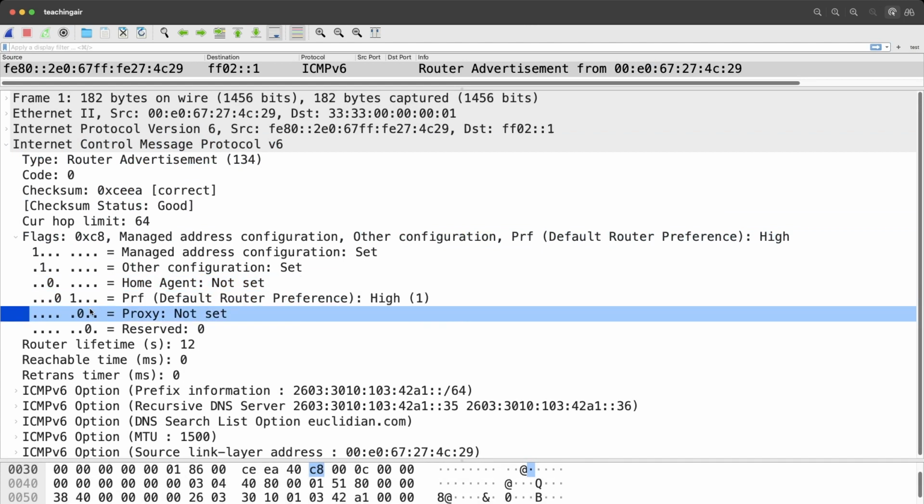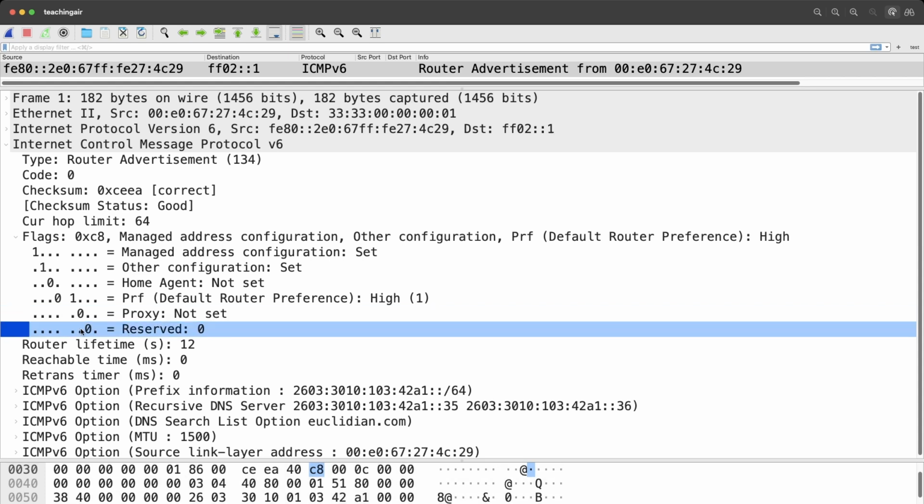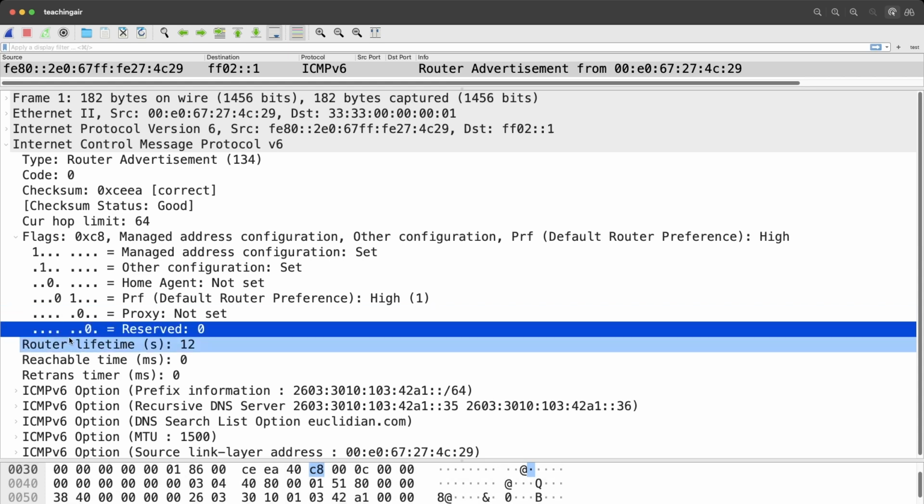The proxy flag, this is set if you have like a bridge or such between network segments that forwards, that proxies these router advertisements. And the reserved one here is not used.